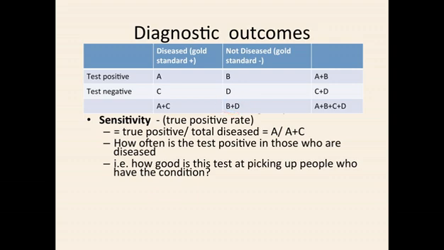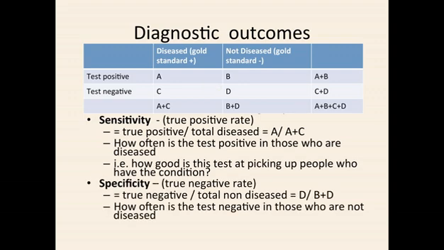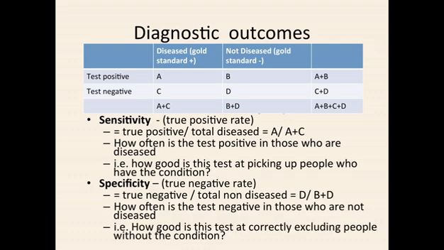B plus D are depression free. Of this, D were correctly identified by the test, that is, test negative. The ratio D by B plus D gives the true negative rate, the proportion of disease-free subjects who test negative. This is called specificity. It answers the question, how good is the test in excluding the disease among the healthy subjects? You might have noted that both sensitivity and specificity are true rates. Sensitivity is true positive rate, while specificity is true negative rate.